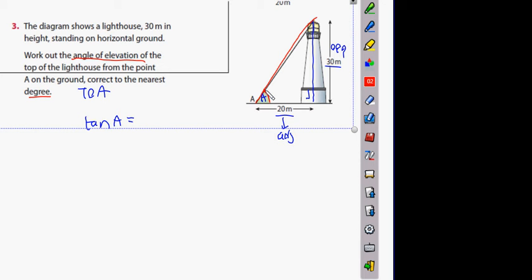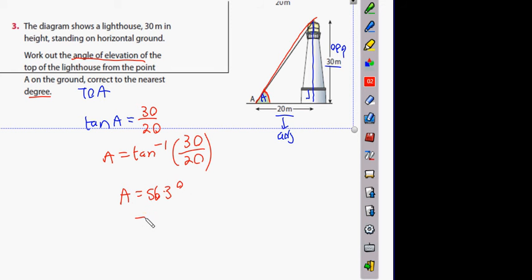Now, tan A is 30 over 20, and James has got tan inverse 30 over 20 for us. What do you get, James? 56.3. Round it down to 56. Everybody happy enough with that? Is that it? Yeah.